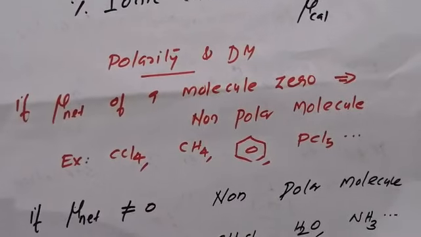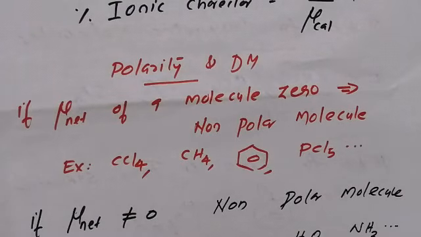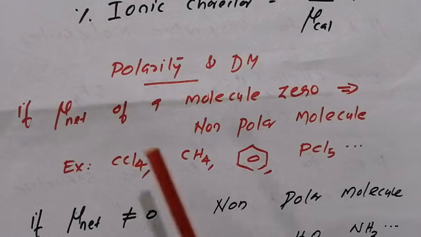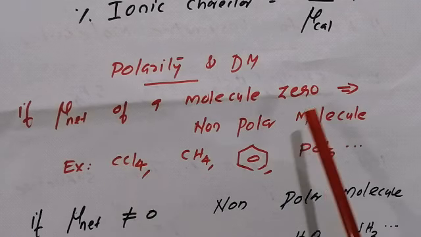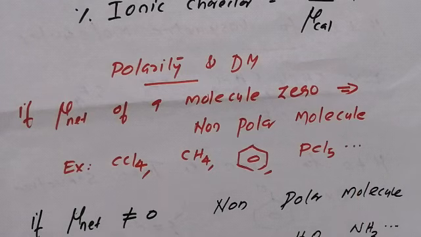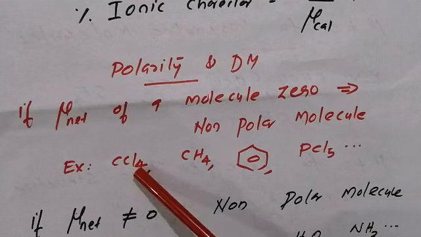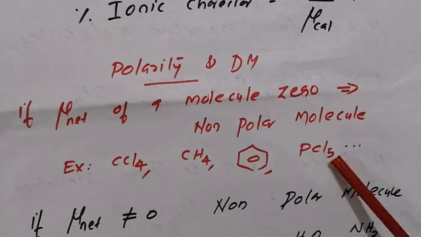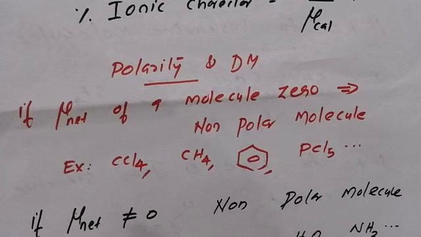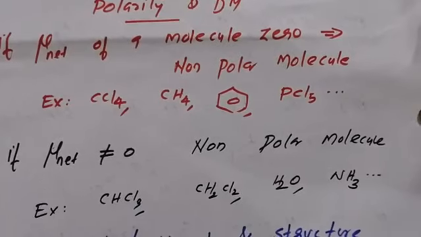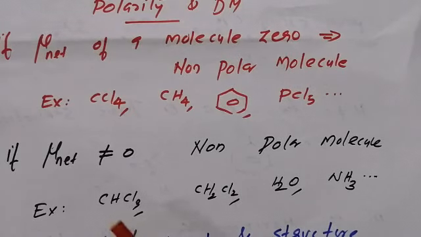Now polarity and dipole moment. There are a lot of concepts included here. If the net dipole moment of a molecule is 0, such molecules are called non-polar molecules. Examples: CCl4, CH4, benzene, PCl5. If mu net is not equal to 0, such molecules are called polar molecules. Examples: chloroform, dichloromethane, water, ammonia, etc.